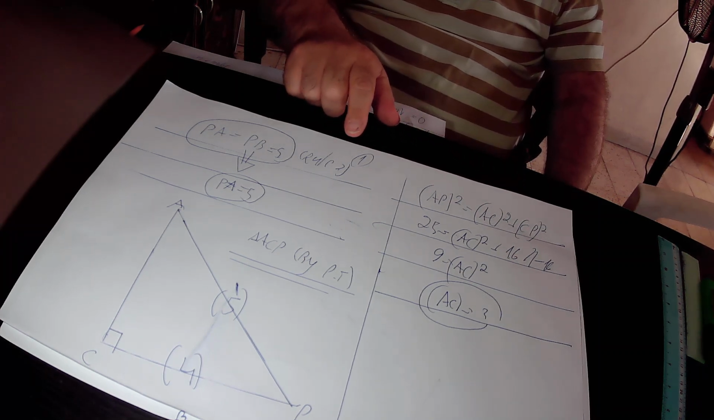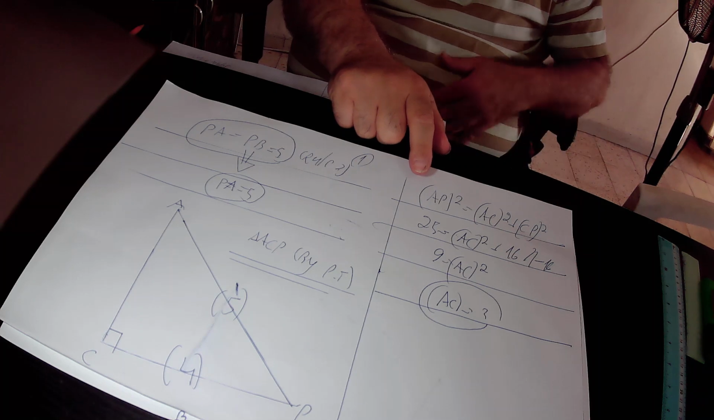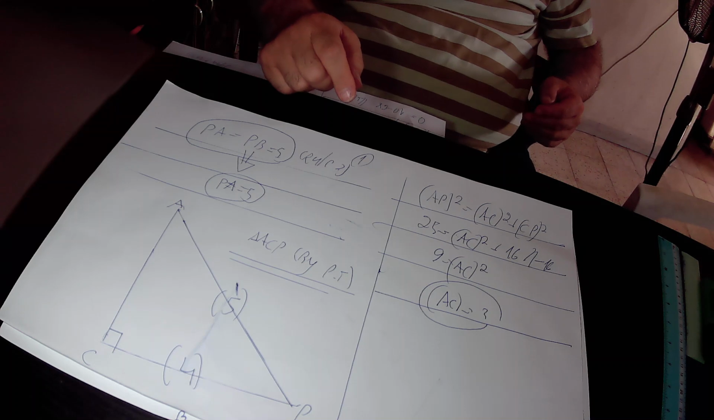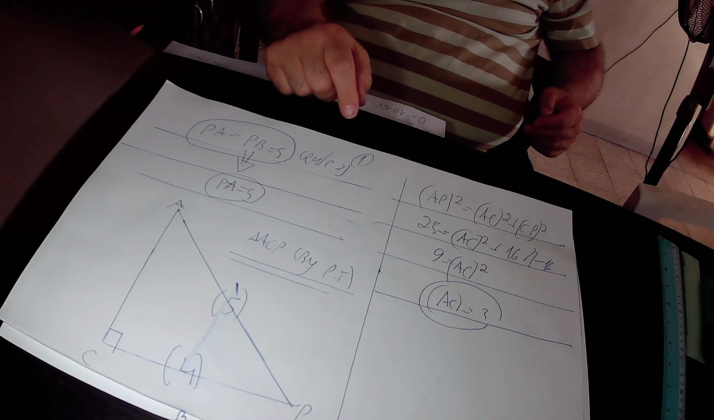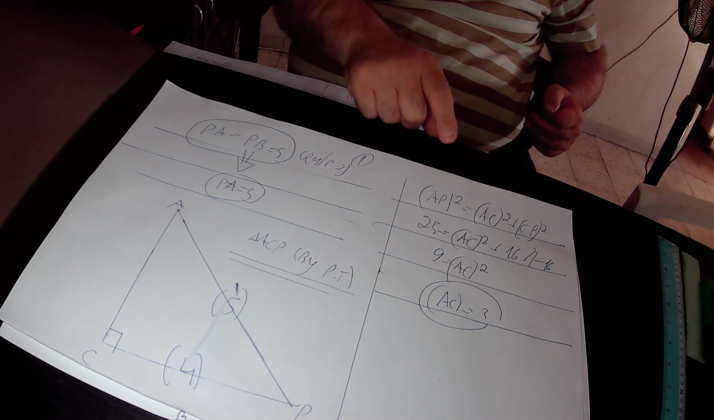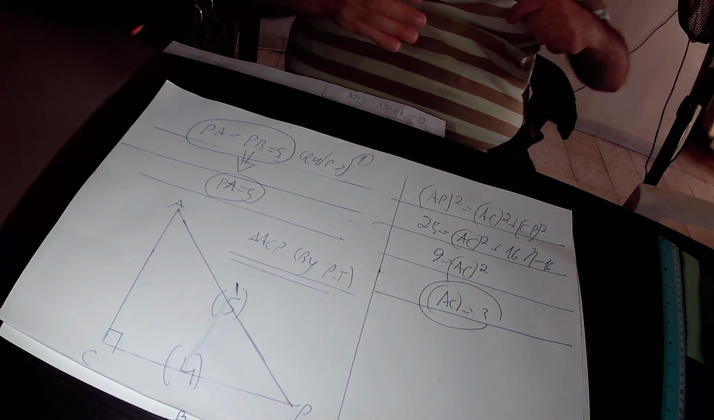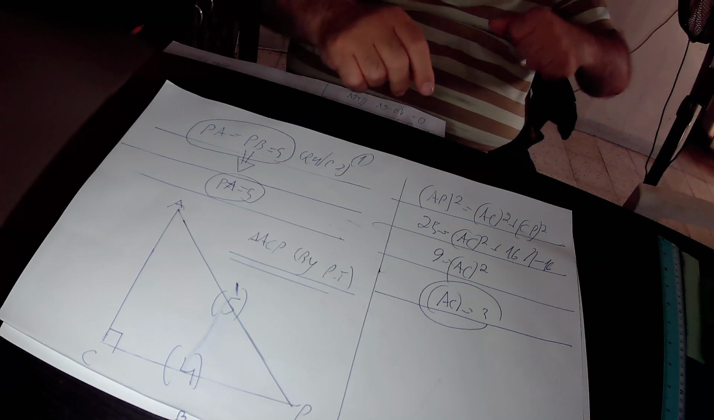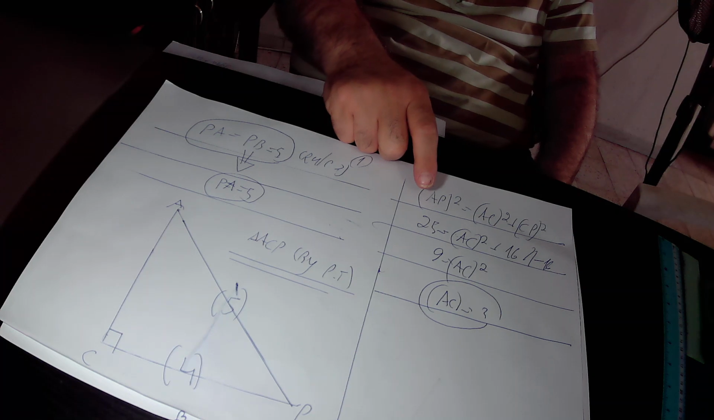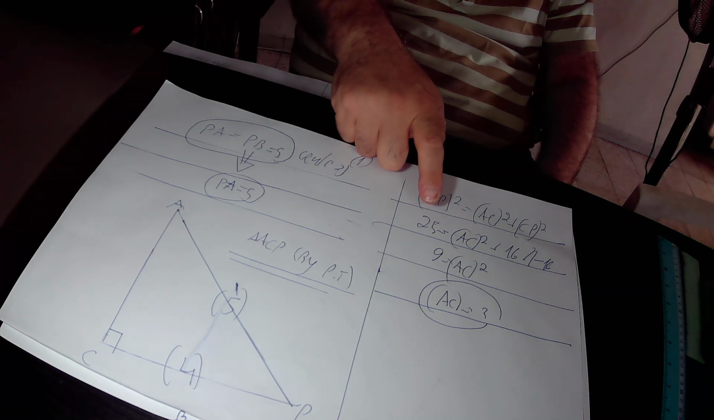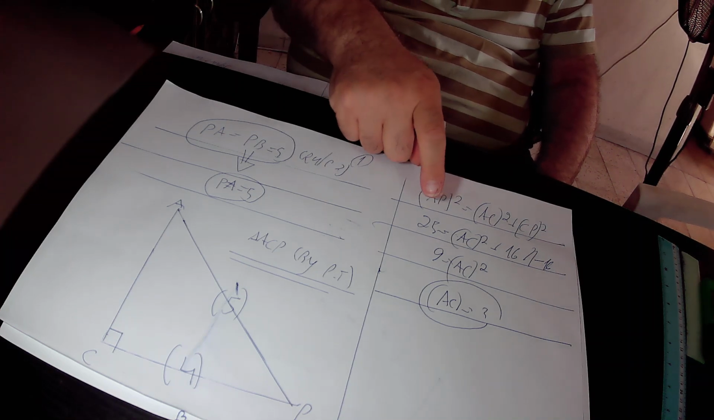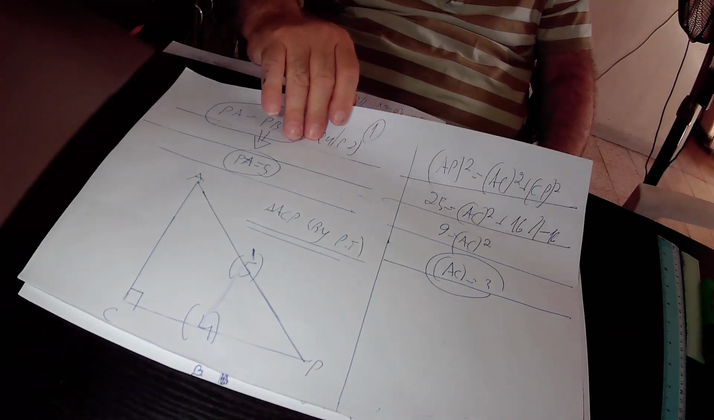AP is 5, therefore AP squared is 5 squared, that is 25, and it equals AC squared. AC is the missing side, so we leave it as it is, plus CP squared. CP is 4, therefore CP squared is 4 squared, which is 16. So in total 25 equals AC squared plus 16. Here we subtract 16 from both sides and find that AC squared equals 25 minus 16, which is 9. So AC squared equals 9. Taking the square root, AC equals the square root of 9, that is 3. So AC equals 3 units.